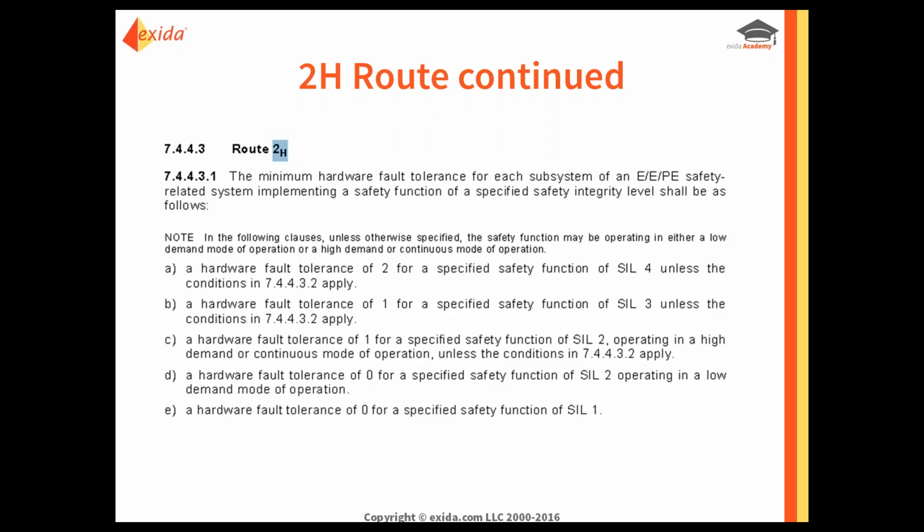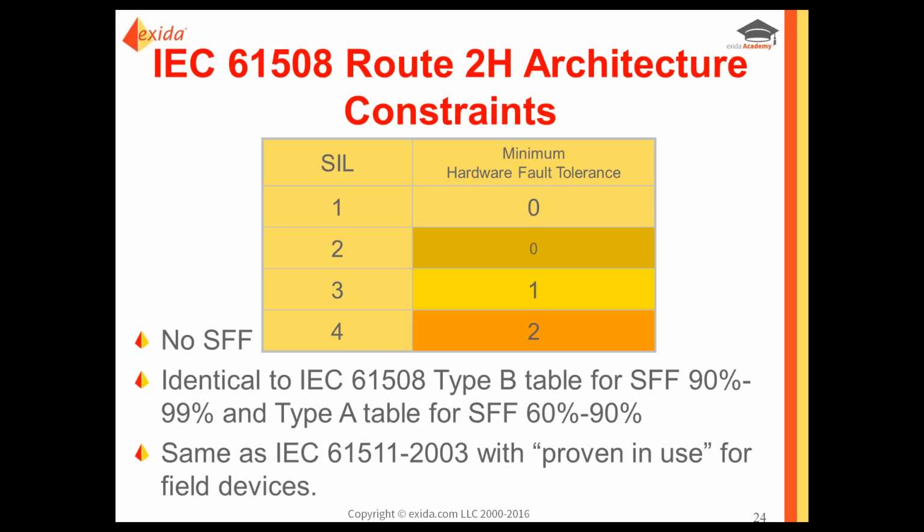It tells you that in the following clause, unless otherwise specified, the safety function may be operating in either low demand mode of operation or high demand or continuous mode of operation. That's again one of those application restrictions. You need to know if it's always been tested or put in a low demand or a high demand application. It needs to stay that path. Then it goes through the different hardware fault tolerances for each SIL rated condition. And it comes out to this chart.